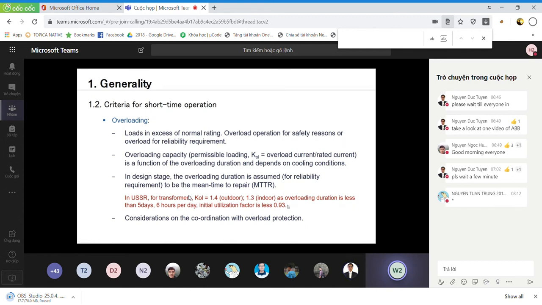So the final point is to consider the coordination with overload protections. Important, important. Why? Why?